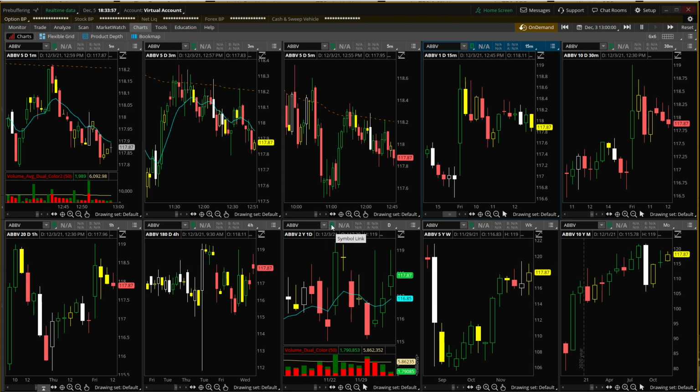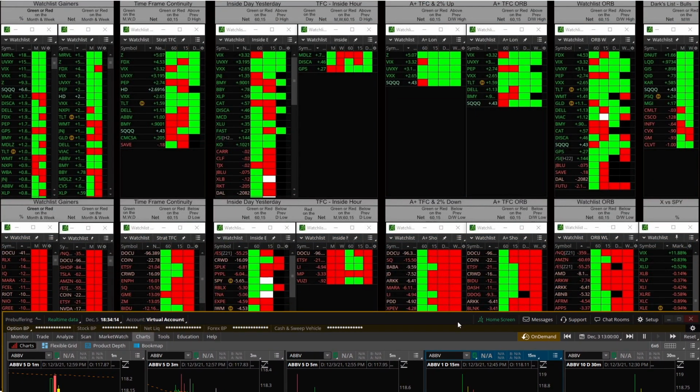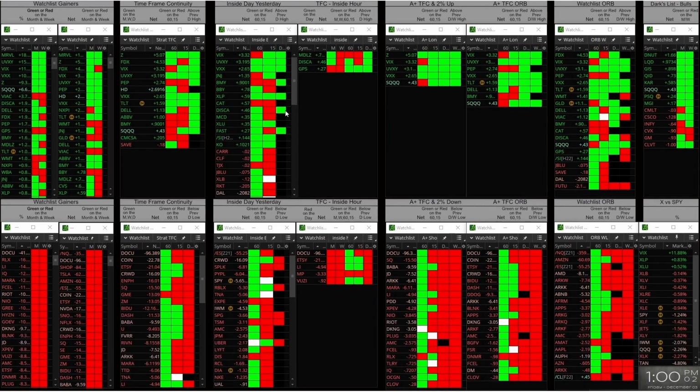Okay, so that's what I mean when I say an outside bar is just multiple bars on a smaller time frame. Okay, lower highs or higher lows. All right, let's take a look at another example.